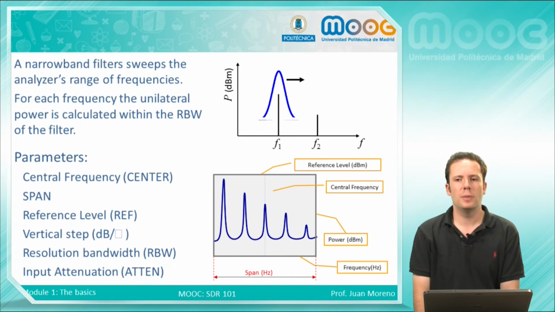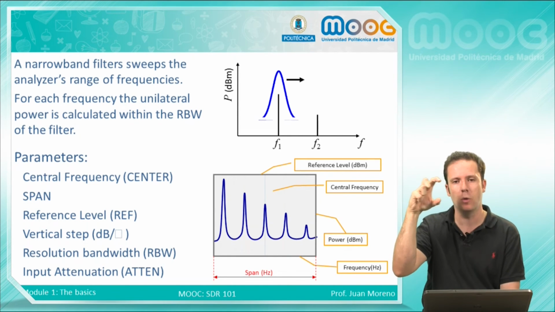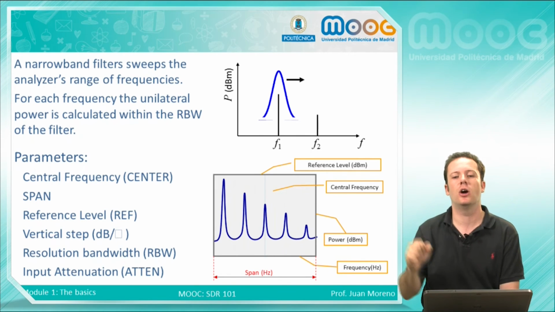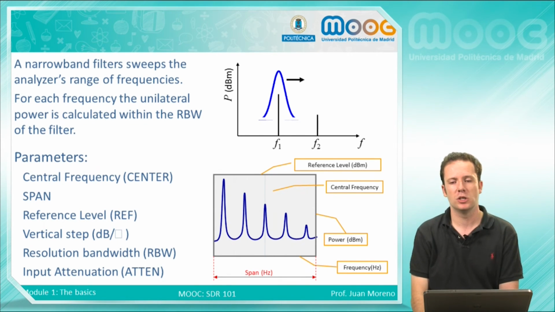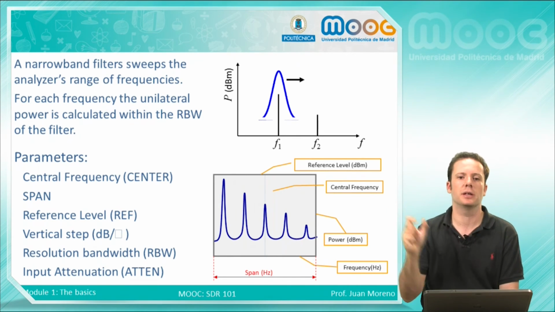How does this spectrum analyzer work? It has a narrowband filter that sweeps through the entire range of frequencies. On each narrow band, it calculates the power on this frequency and plots it on the screen. So these measurements depend on the width that you are measuring.